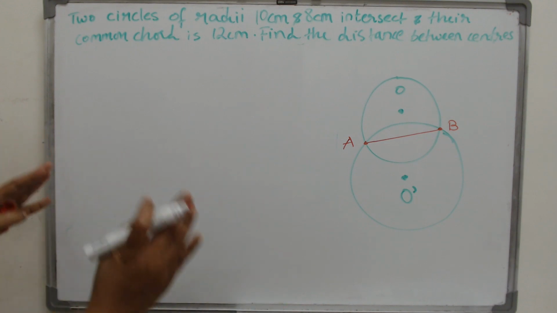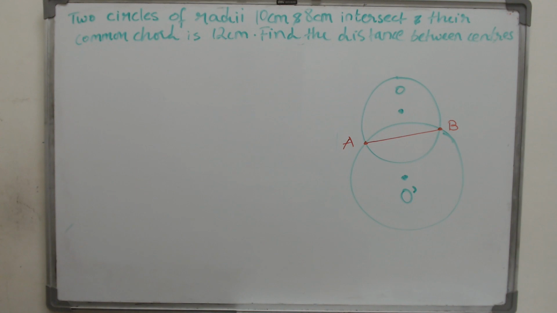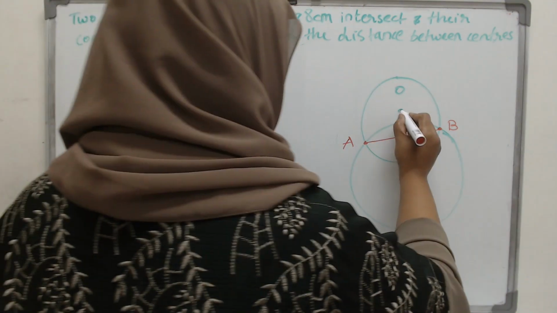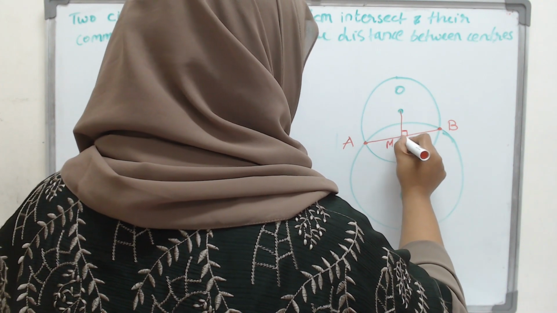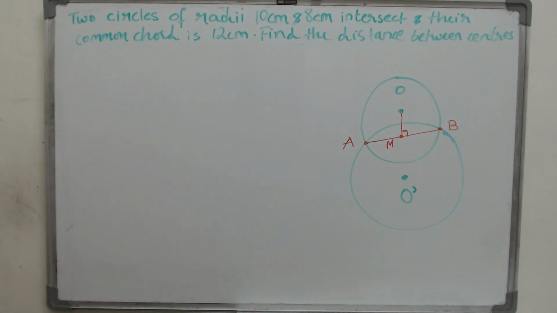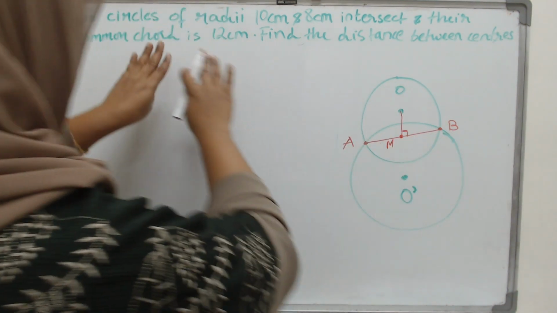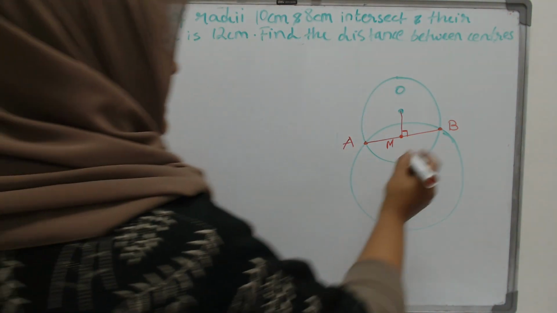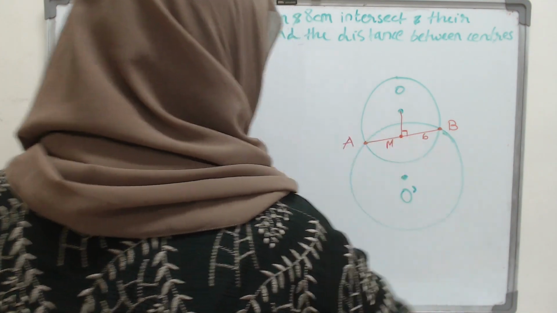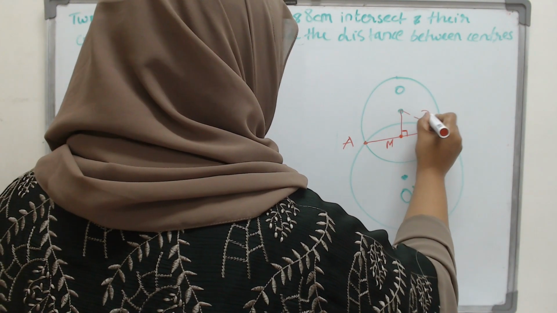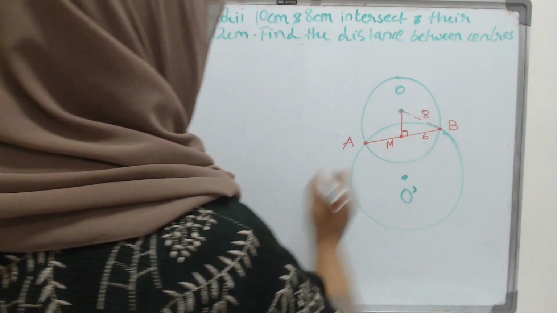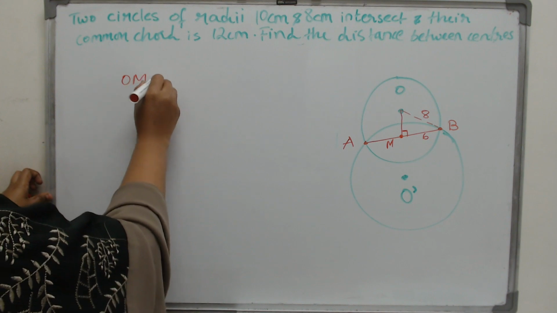So shall we go one after the other? First we will go to the smaller circle and see what happens here. There, a perpendicular distance, I will name it M. What does our theorem say? When it is perpendicular, it will also bisect, which means it cuts it into two equal parts. The whole of AB is 12. That means just this. MB is going to be 6. What about the radii? The radii is going to be 8. Now, solve this. You will get what? You will get OM, right?